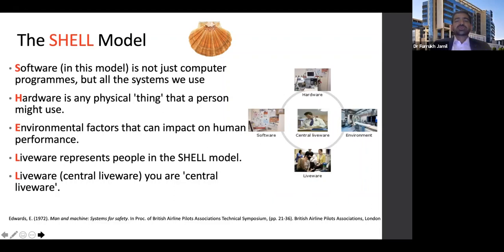As you can see, SHELL stands for S from software, H from hardware, E from environment, and there are two Ls in terms of liveware.